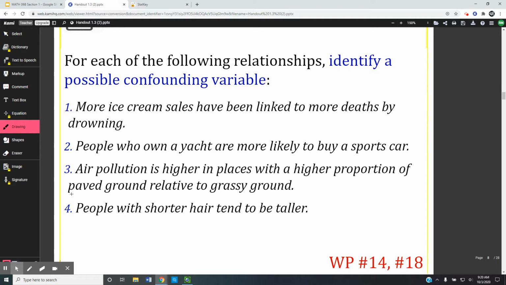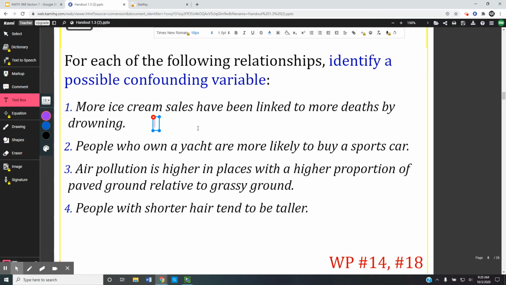More ice cream sales have been linked to more deaths by drowning. I actually read that one, and I've used that one before in a number of different avenues. There's a study out there that as ice cream sales went up, death by drowning increased, and so we can make a data set that says, hey, if you eat ice cream, you're going to drown.